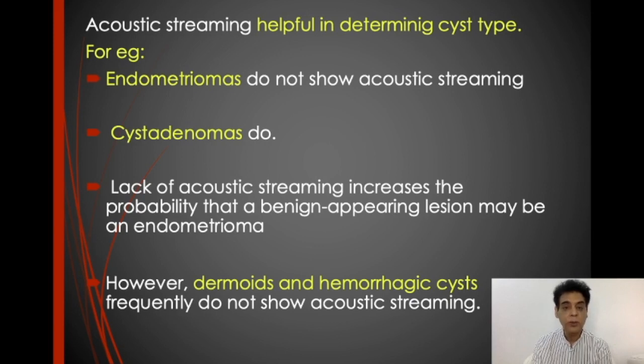Endometriomas do not show acoustic streaming, as I told you, unless there is an acute hemorrhage, when you can see some part of the endometrioma showing streaming. Cystadenomas do. Lack of acoustic streaming increases the possibility that the benign mass is possibly an endometrioma. Of course, I've told you dermoids and hemorrhagic cysts can also show acoustic streaming, and hemorrhagic cysts can show it when it is an acute hemorrhagic cyst.